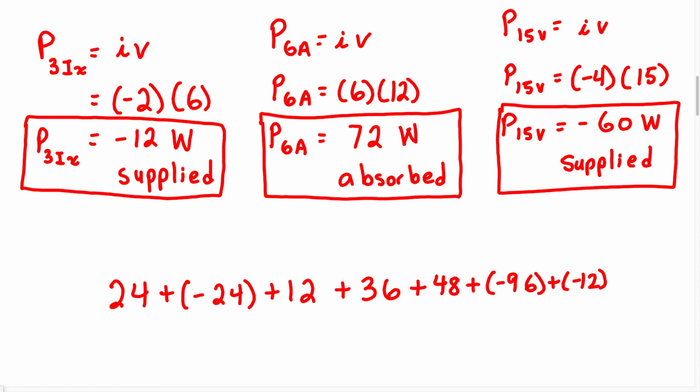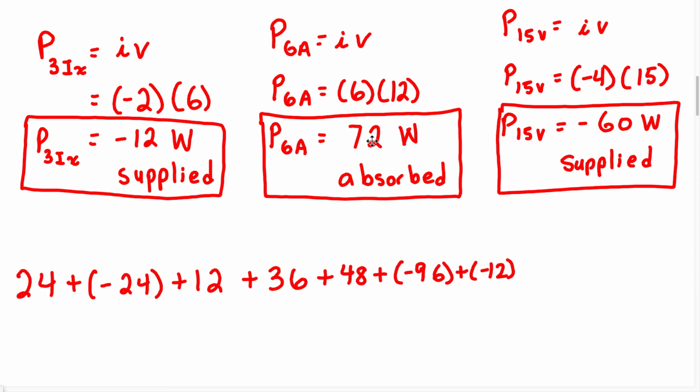One second, let me just move this over. Plus 72 watt from the 6 amp current source, plus negative 60 watt from the 15 volt source, all of that should add up to 0. So when you put 24 minus 24 plus 12 plus 36 plus 48 minus 96 minus 12 plus 72 minus 60 in your calculator, you're going to get 0 equals 0. And this is what we always should get, because the power supplied should always equal the power absorbed.